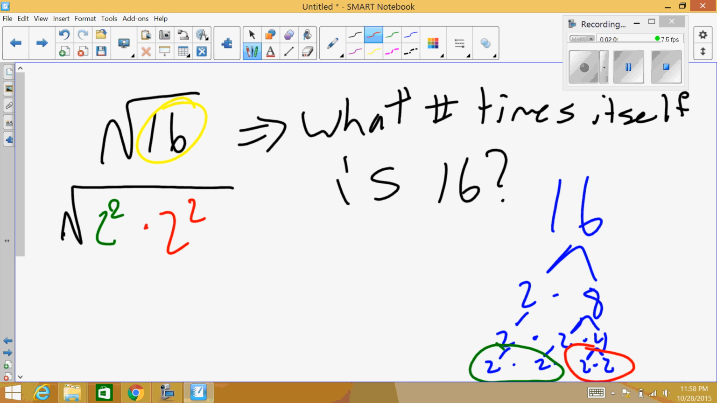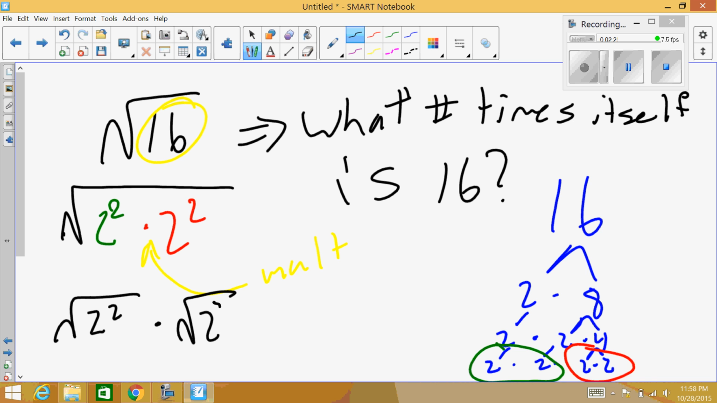Well, great thing about square roots, if it's multiplication inside, we can take that square root and we can break it up into 2 separate square roots. So I'm going to break this up to square root of 2 squared times square root of 2 squared. I broke it at that multiplication symbol. Well, we know that square root and squared, they're inverse operations. They undo each other. So I'm left with 2 times 2, which is 4.